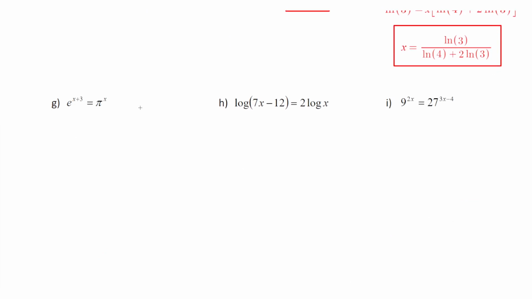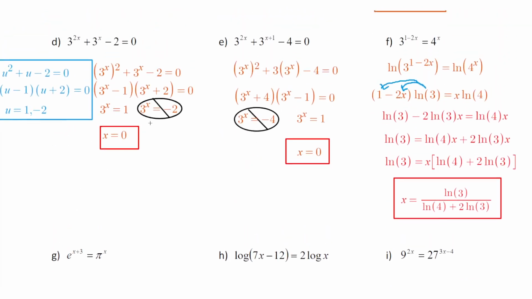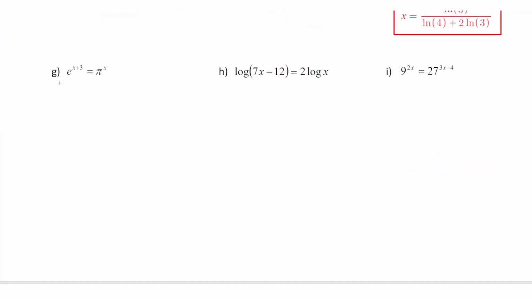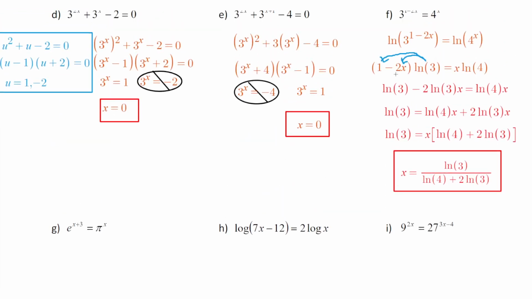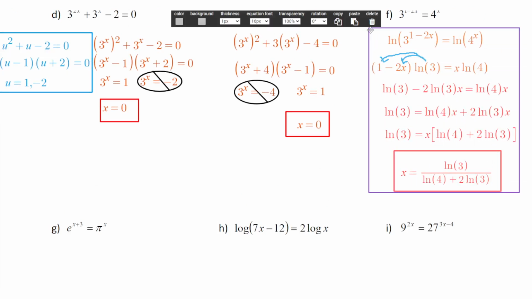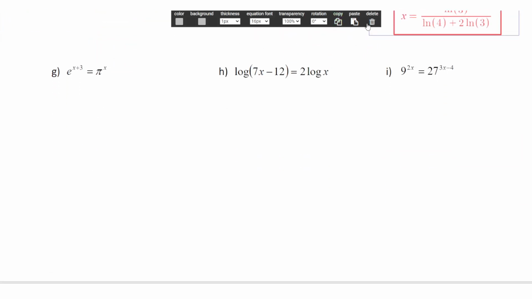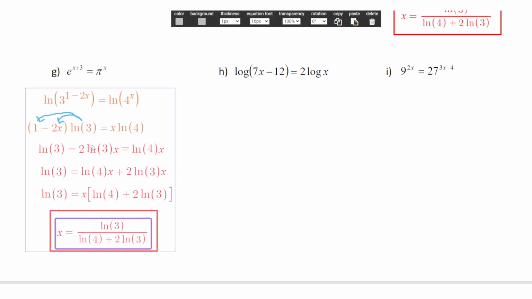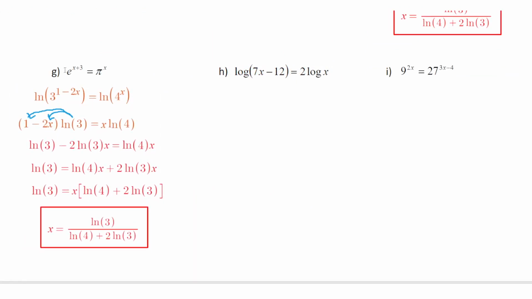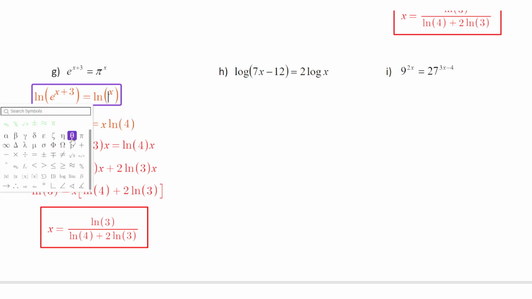Okay, G. This is kind of the same type of problem as F, where our bases are not the same. So we're going to have to work it out basically exactly the same way we did this one. In fact, it's so similar that I'm just going to copy and paste my work here and just change everything that is different. So, take the natural log of both sides, so I have e to the x plus 3 equals natural log of pi to the x.